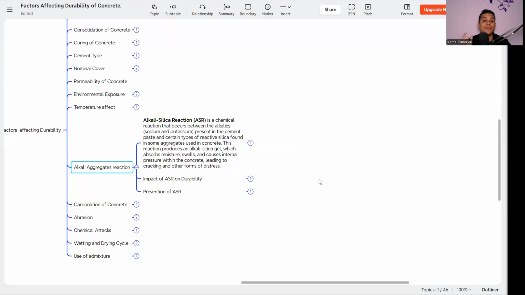So if reactive silica is present inside the aggregate, it will react with the sodium or potassium which is available in the cement paste. And if it reacts, what will happen? This reaction produces an alkali silica gel which absorbs moisture, swells, and causes internal pressure within the concrete, leading to cracking and other forms of distress. So this will form a gel and it will absorb moisture, creating internal pressure within the concrete, and there will be cracking and other forms of distress.